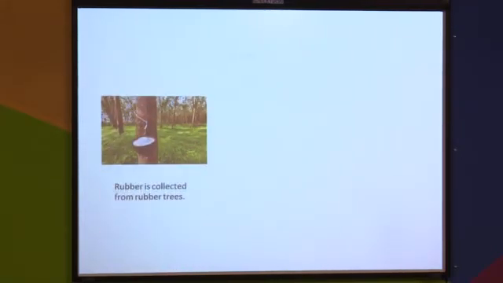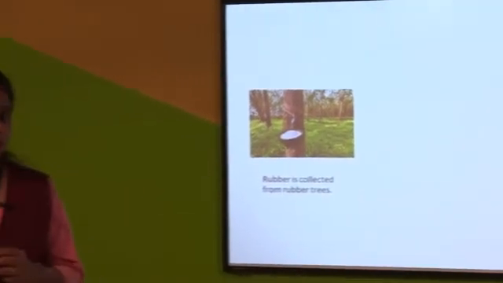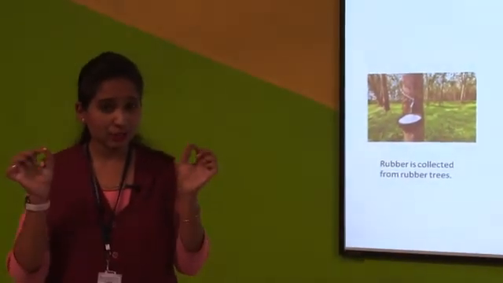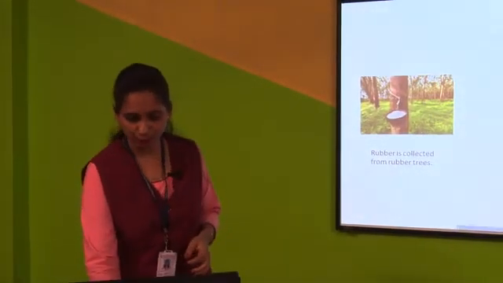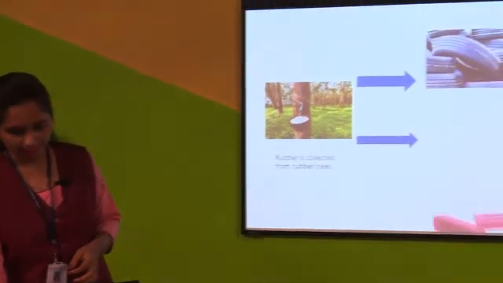Now, can you see the rubber plant? This is a rubber plant. Rubber is collected from the rubber tree. Actually, this rubber is made from a liquid that we get from the rubber tree. Rubber can be stretched easily. If you have rubber at home, try it once, and you will see it can be stretched easily. That is why it is used to make tires and erasers.